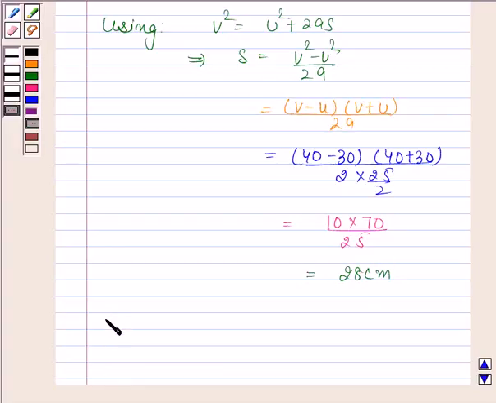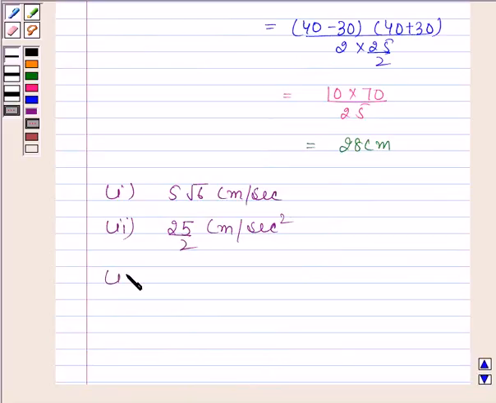The required answer of the first part is 5 into root 6 centimeter per second. Answer for the second part is 25 by 2 centimeter per second squared. And answer of the third part is 20 by 25 seconds. S is 28 centimeters. So these are our required answers.